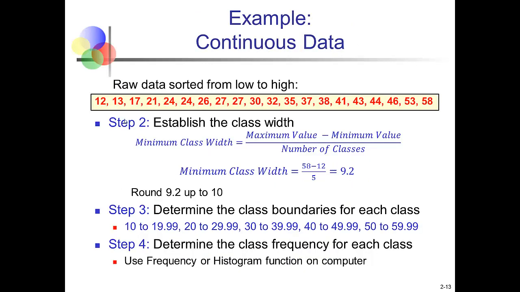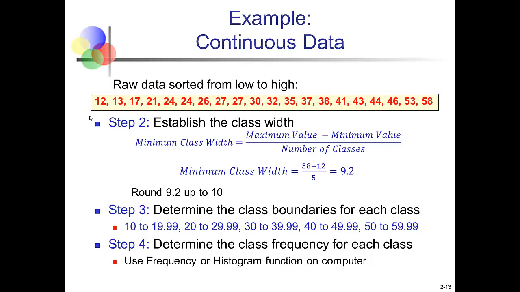Now, the book will say sort the data from low to high. Really all we need to do is get Excel to give us the min and the max so that we can plug them in this formula below. This formula is going to tell us the minimum class width. We take the maximum value from the data minus the minimum value from the data. That really gives us the range. And then we divide that by the number of classes. So for our temperature example, 58 was the biggest temperature, 12 was the smallest, and we divide by 5 for 5 classes. That gives us 9.2 degrees, but we're going to round that up to 10. So each class is going to be 10 degrees wide.